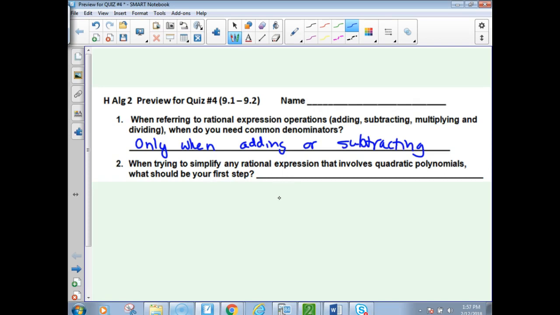All right, and then when trying to simplify any rational expression that involves quadratic polynomials, what should be your first step? And they don't actually have to be quadratic. They could be just, what's the first step, period? Factor. Yes, you want to factor. Factor everything you can. Remember to factor monomial factors too. Like if you had 4n plus 12, you want to go ahead and factor out a 4. That's factoring out a constant or undistributing.